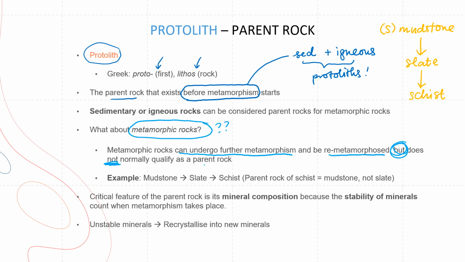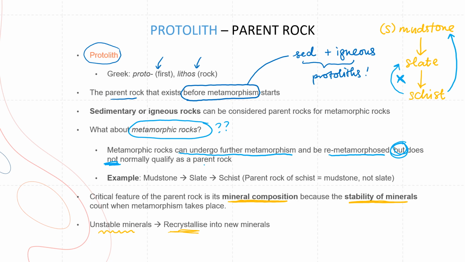In this case, you would say that the parent rock or the protolith for schist would be mudstone. You would not say that the protolith would be slate. So the critical feature of a parent rock is its mineral composition, because the stability of minerals counts when metamorphism takes place. Any unstable minerals will recrystallize into new minerals.